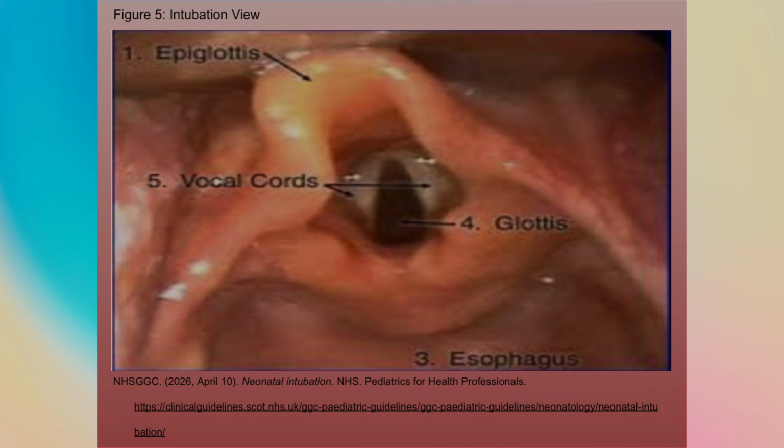Now, in the image you see here on your screen, they're using a curved video laryngoscope. If you have that ability at your service, video laryngoscopy is absolutely a method of intubation that can increase your success if done correctly.